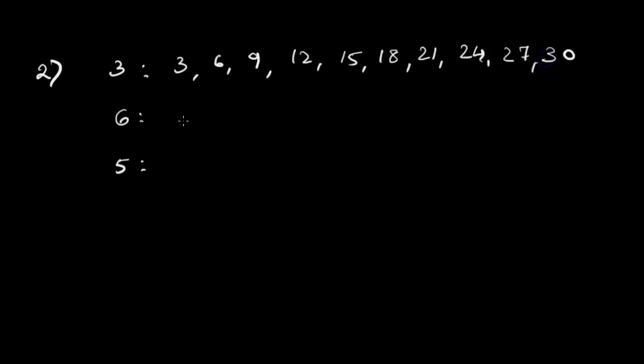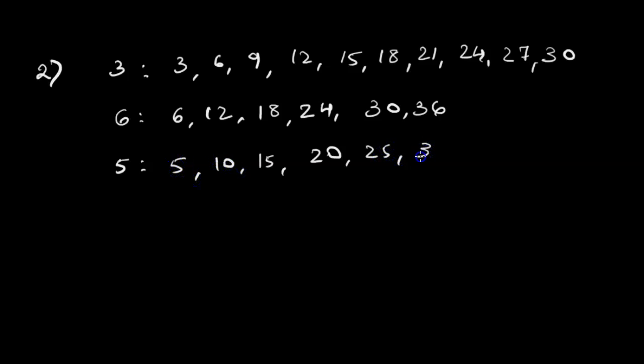Similarly, if you're asked to find out the lowest common multiple among 3, 6, and 5, you would write down their multiples. So we would have 3, 6, 9, 12, 15, 18, 21, 24, 27, 30. Similarly, for multiples of 6, we would have 6, 12, 18, 24, 30, and so on, 36. Multiples of 5 are 5, 10, 15, 20, 25, 30, 35.